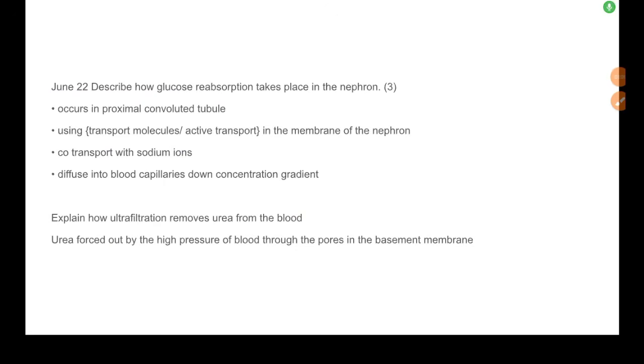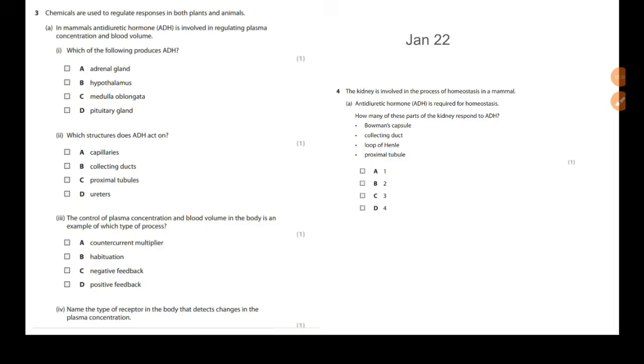A question about glucose reabsorption for 3 marks. It occurs in the PCT, proximal convoluted tubule, using active transport in the membrane of the nephron, co-transport of glucose with sodium ions, and then it diffuses into the blood capillaries down the concentration gradient. How ultrafiltration removes urea from the blood. It's forced out by the high pressure of the blood through the pores in the basement membrane. We have lots and lots of multiple choice questions about this topic, especially about the kidney.